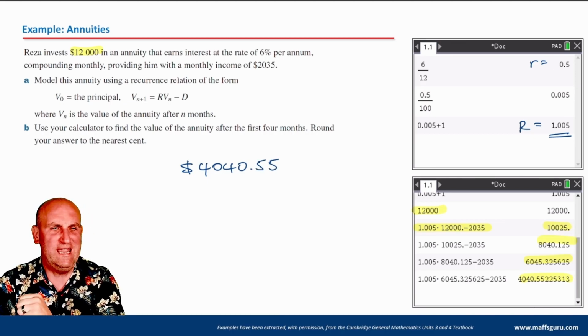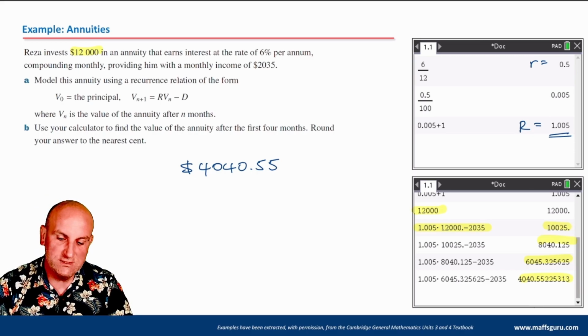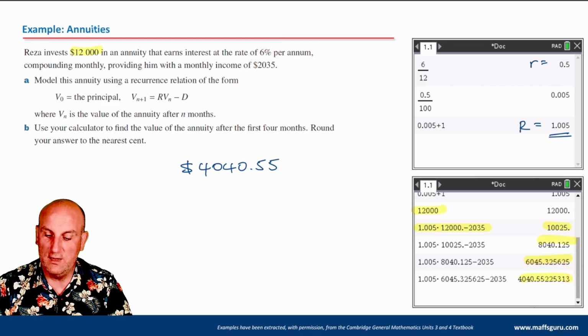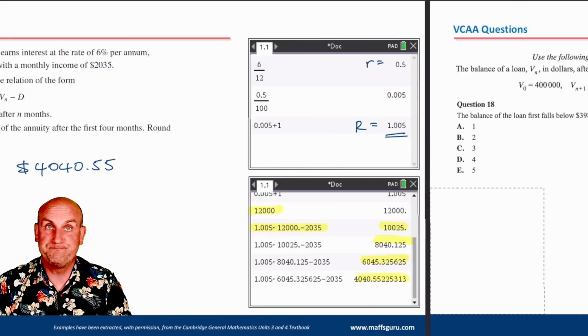$4,040.55. Ka-ching! I'm rich, or not really, because what you've noticed there is with such a large amount of money coming out, with $2,035 coming out, that $12,000 is pretty much gone after 5 payments. There'll be a little bit left after it, but not much.